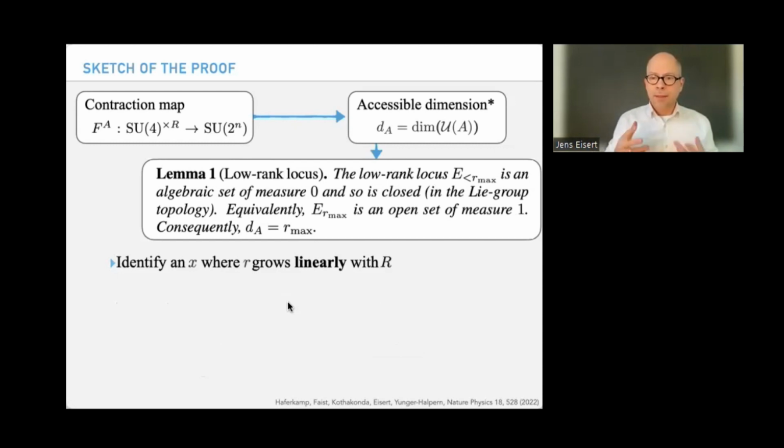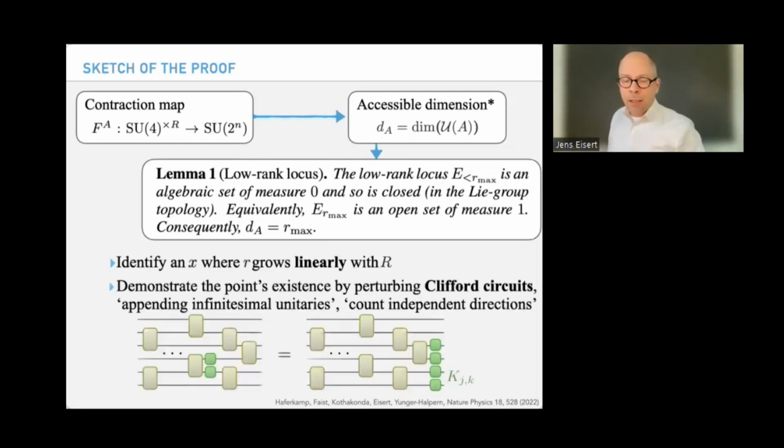And again, this means that we have to identify a point X where R grows linearly with R, which is the number of chunks, basically the depth of the quantum circuit up to some linear prefactor that doesn't really matter for us very much. And what could be more natural than looking at Clifford circuits or random Clifford circuits that are very prominent in quantum information? They have been mentioned before. Clifford circuits, just to say this again, are circuits from the normalizer of the Pauli group. So they would map Paulis to Paulis upon conjugation.